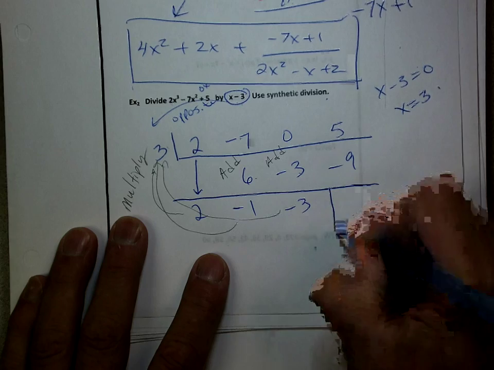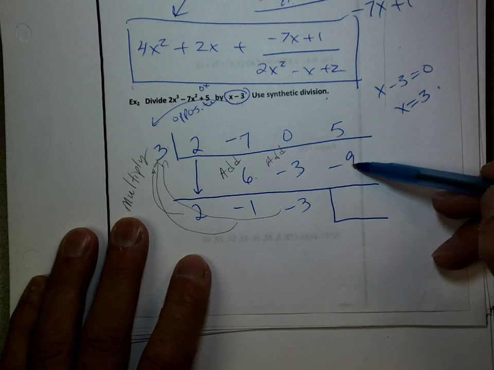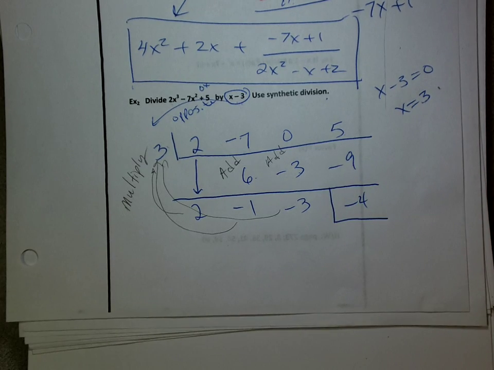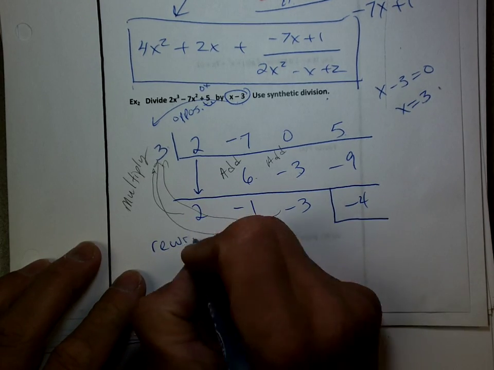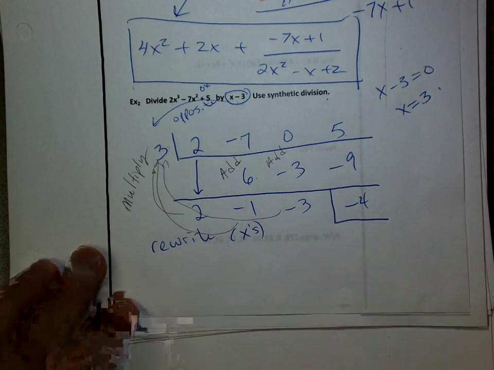Our remainder goes right here. Okay, that's my remainder box. 5 and a negative 9 makes a negative 4. We're almost done. Remember, this problem had to do with x's, so we're going to put the x's back in. So let's rewrite. We're going to rewrite with x's.